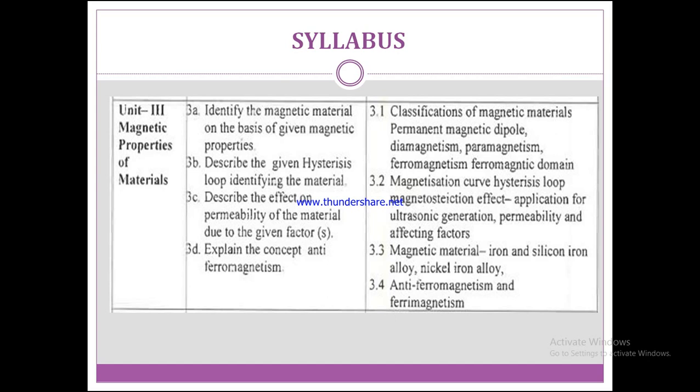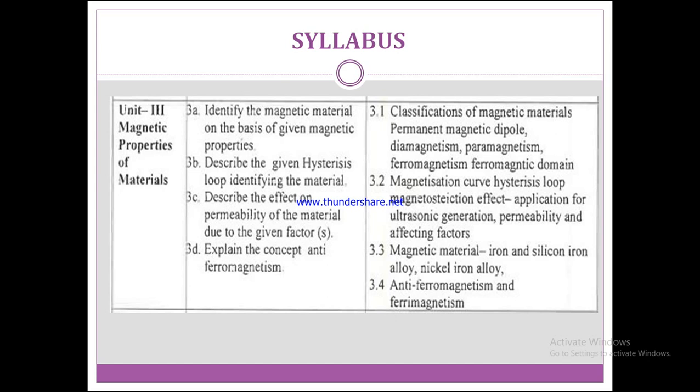The next unit outcome is to describe the given hysteresis loop identifying the material. Unit outcome number 3, that is 3C, is to describe the effect on permeability of the material due to the given factors. And unit outcome number 4, that is 3D, is to explain the concept of anti-ferromagnetism.